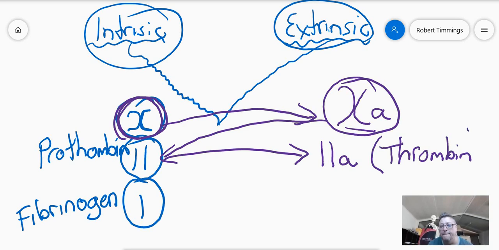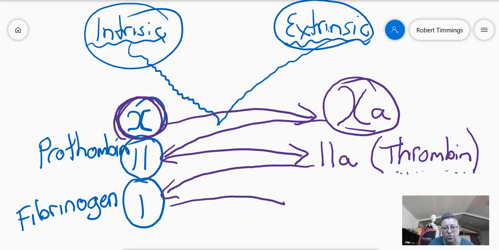Can you see that prothrombin activates into thrombin? This is an active substance here. Thrombin then wakes up fibrinogen, and fibrinogen turns into factor 1A, and that is the end of the coagulation cascade. That's called fibrin.